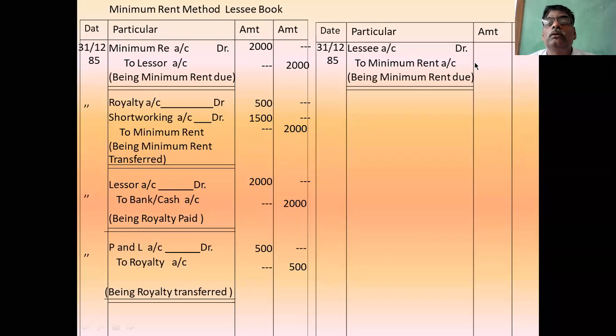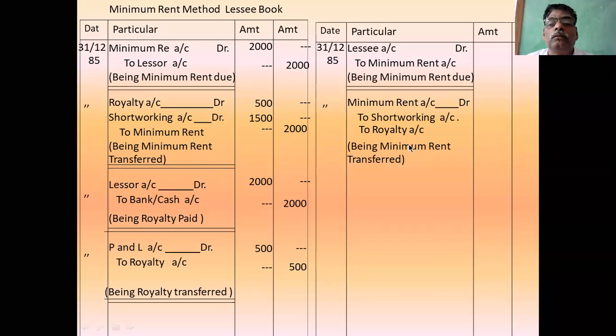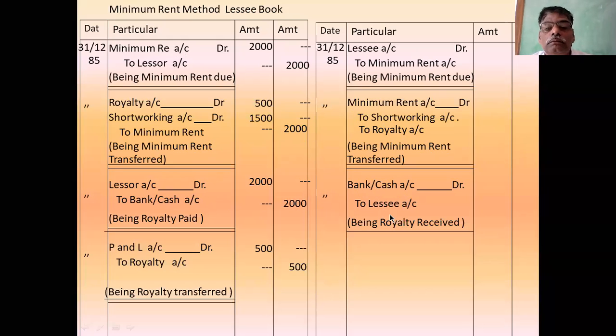Being minimum rent due. Second entry: minimum rent is credited, here debited. To short working, to royalty, debit, credit. You see here, exactly opposite of lessee to lessor. Being minimum rent transferred. And third entry, bank account debtor to lessee account. You see here, bank, credit, debit. Lessor, lessee. Okay, third entry.